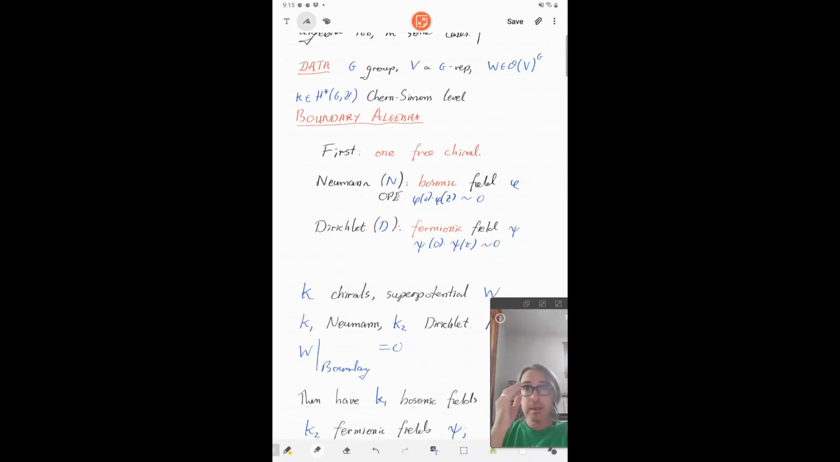Let's start by assuming we just have matter, the simplest thing, one free chiral. Then there are two choices of boundary condition. With Neumann boundary condition, I have a bosonic field in the boundary, but it has trivial OPE with itself. The reason is this bosonic operator can be extended into the bulk, which prevents the possibility of finding any singularities in the OPE. And similarly, with Dirichlet boundary conditions, I have a single fermionic field, but again, trivial OPE. It's important to note that with the natural spin, this fermionic field is spin one.